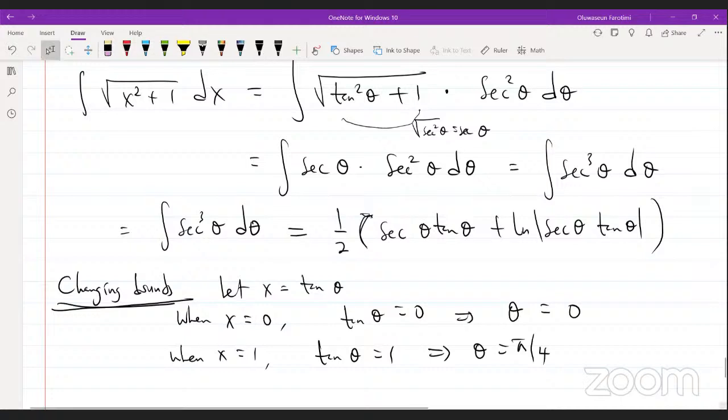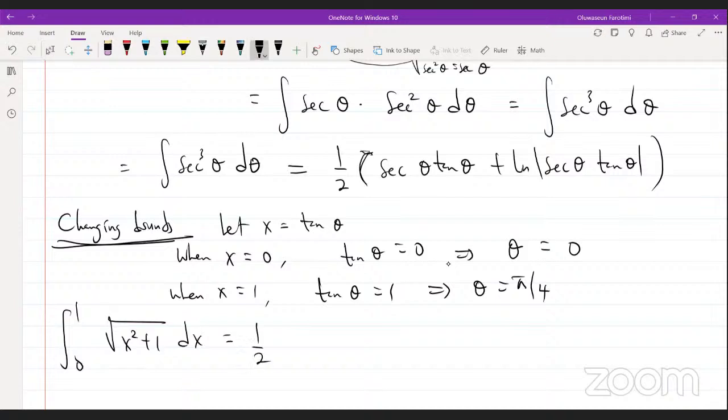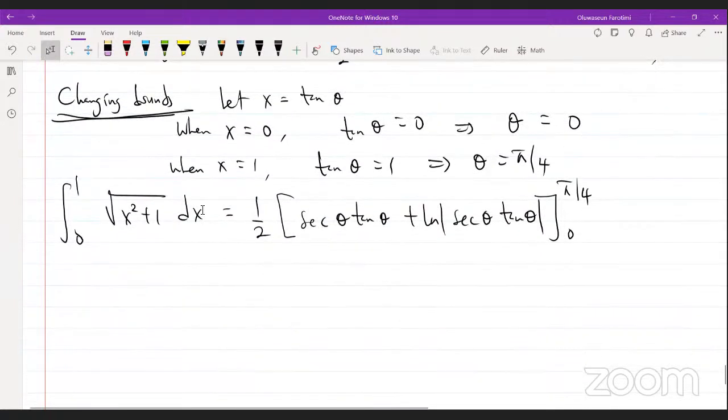Okay, so what else, guys? What else do we know? We already know the thetas, right? We know the top and the bottom. So that means this guy is just exactly going to be, you can pull out your 1/2, secant of theta tan theta plus ln of secant of theta tan theta. Then you're going from 0 to pi over 4. Okay, so I got to plug in pi over 4, plug in the top, then you subtract the bottom.